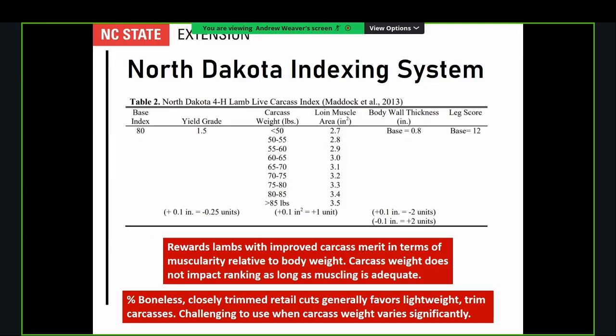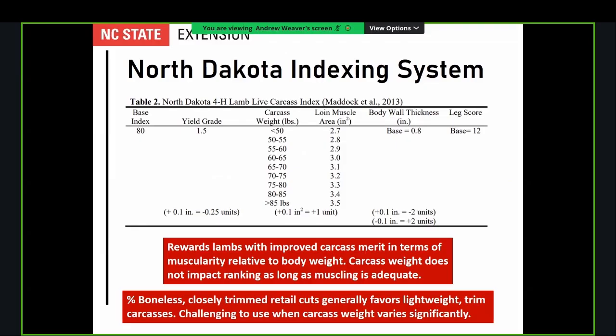If all the lambs are the same size and all the carcasses weigh about the same, then it can probably be used. But when you have significant variation in carcass weight, like we did with this contest, where we had some very light, small carcasses and some pretty good sized carcasses too, that equation is very hard to use to accurately evaluate which ones have truly better carcass merit relative to carcass weight, versus which ones are just smaller and trimmer because they're smaller.